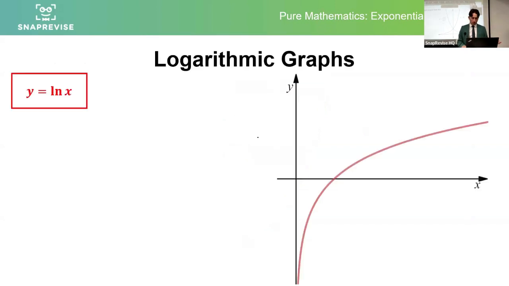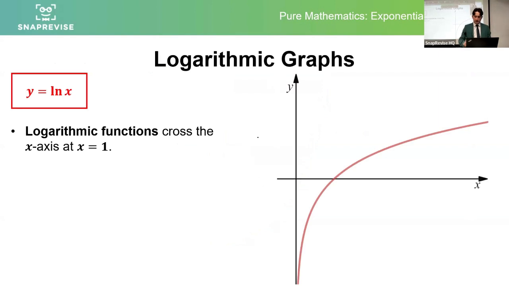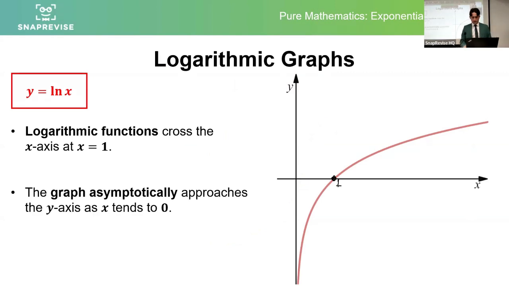Right, let's look at log graphs. So logarithmic graphs, you do need to know how these look. You do need to be able to sketch them. And it's actually not that complicated. If you know what an exponential looks like, you can very quickly learn what a logarithmic graph looks like. So basically, logarithmic functions cross the x-axis at (1, 0), and they have the y-axis as the asymptote.